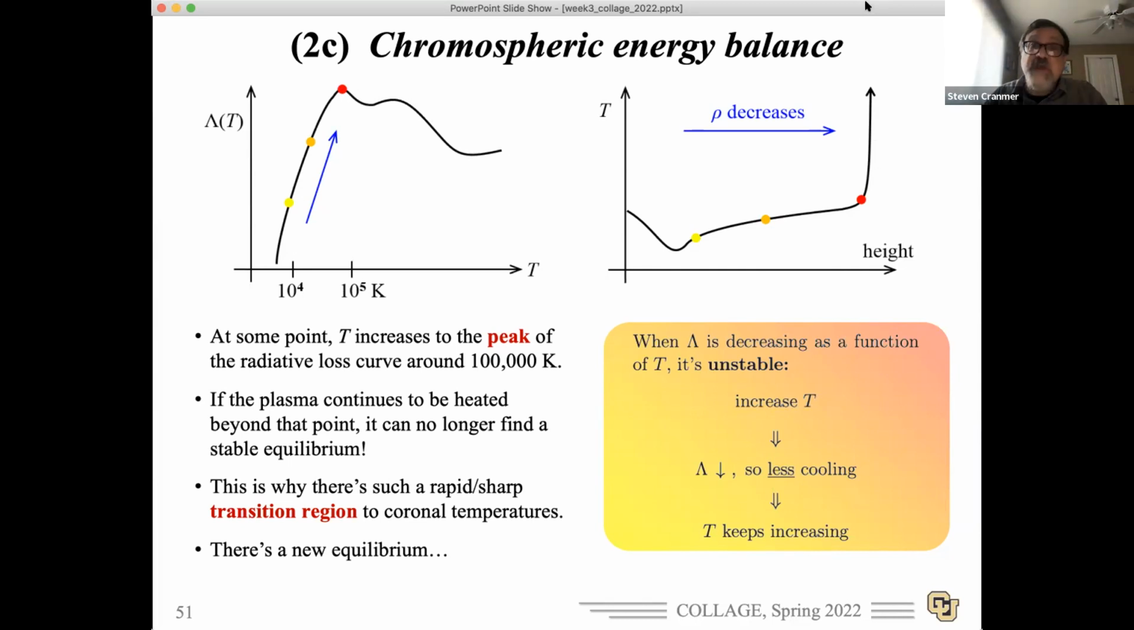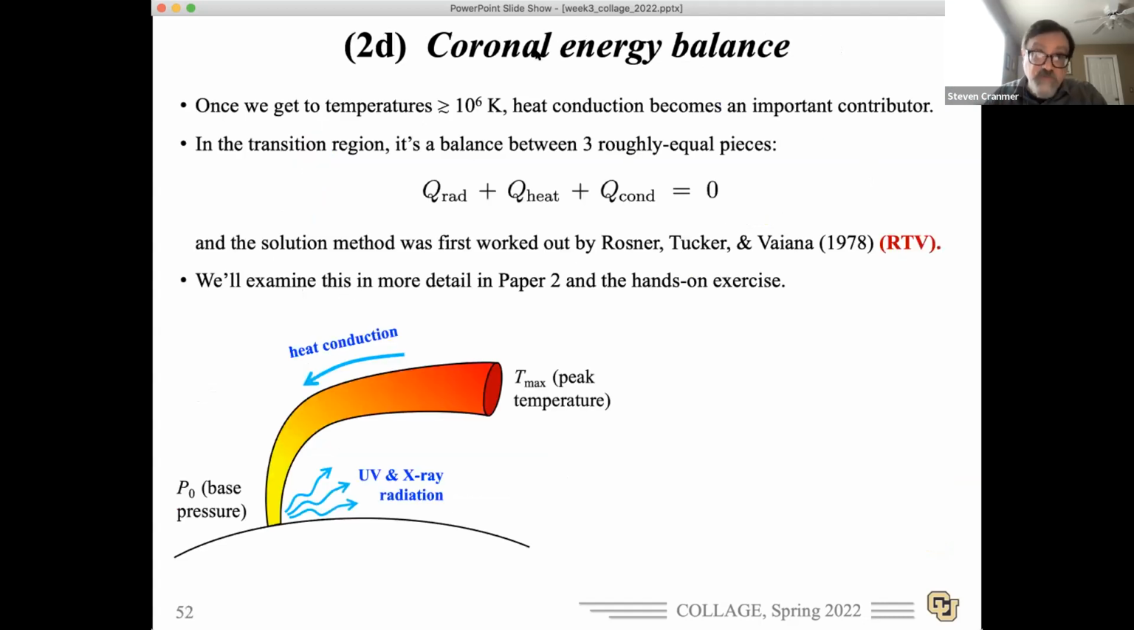Once you get up to about 1 million degrees, we have to rethink the equation again, because there's a new kind of equilibrium, because it's no longer just a balance between radiation and the heating. Now we can say the coronal energy balance, because we also have a new component. There's this heat conduction, or the thermal conductivity of a hot plasma. And that turns out to be another important component of the balance between heating and cooling. So a lot of what we're going to be talking about today is this balance between these three terms.